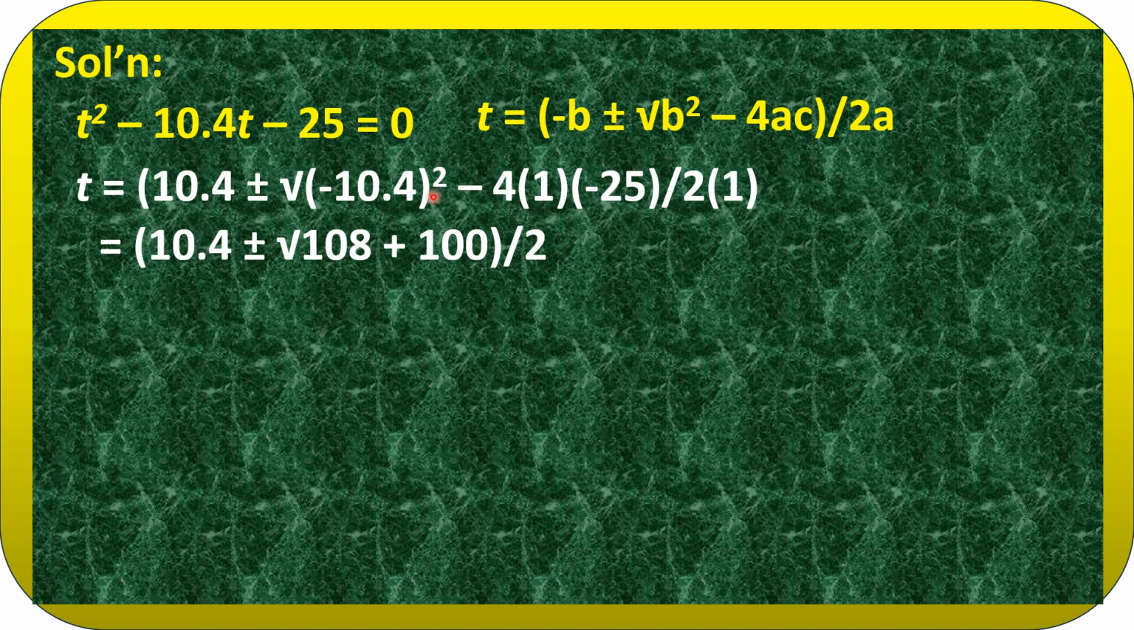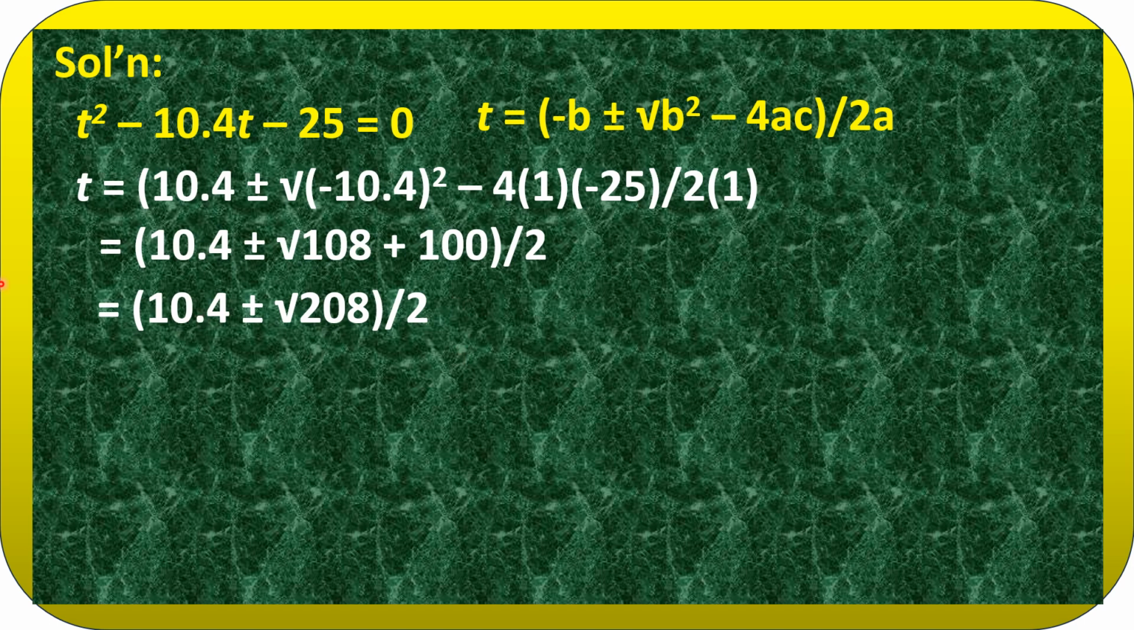So the value inside the radical sign, 108 plus 100, will then be divided by 2. Further simplification will give us t equal to 10.4 plus or minus the square root of... The sum of 108 and 100, of course, is 208. So we get the square root of that, then we add 10.4, then the result will be divided by 2.